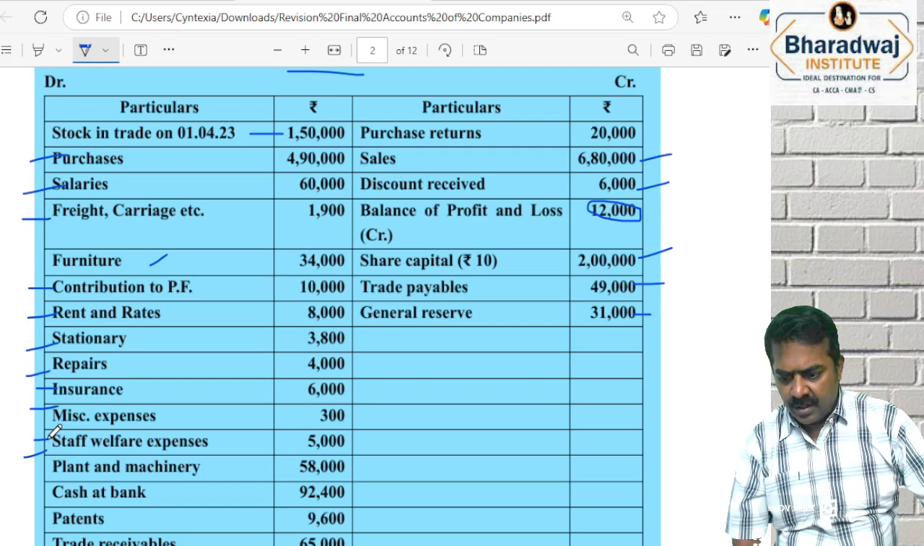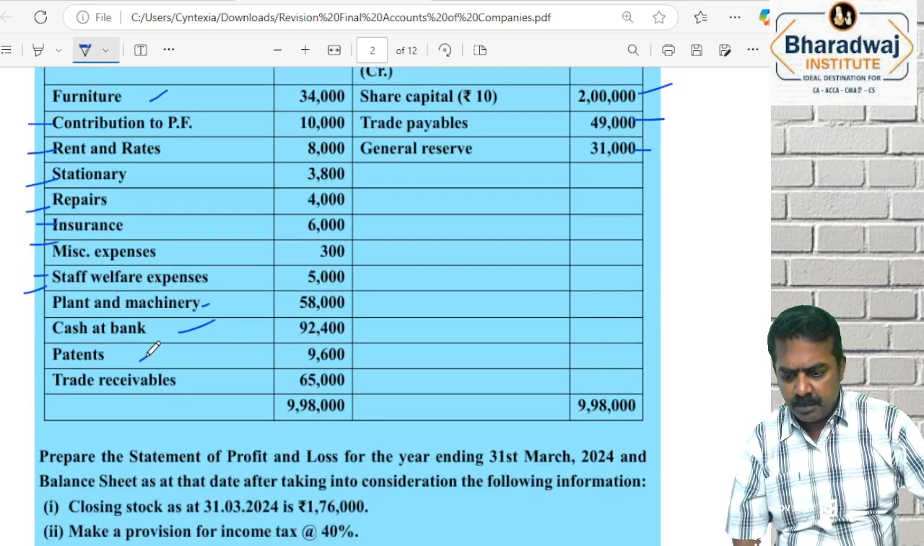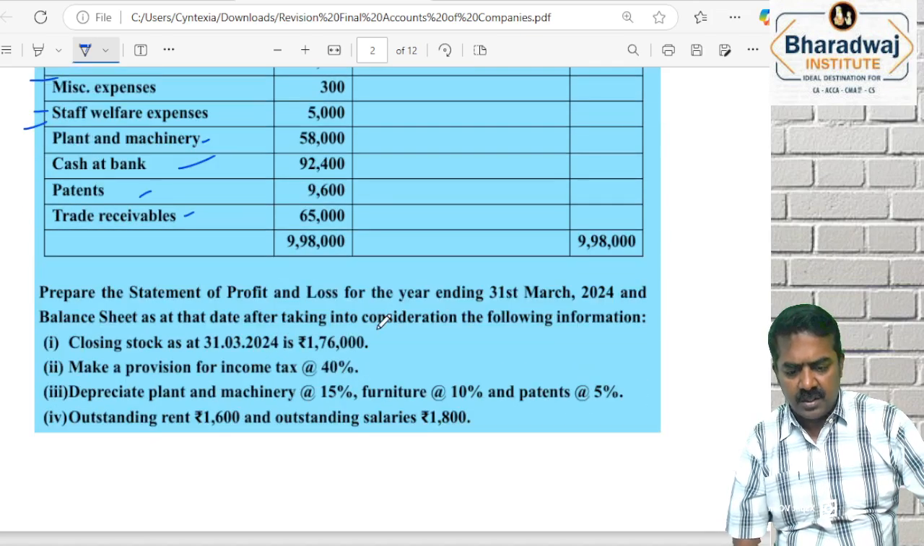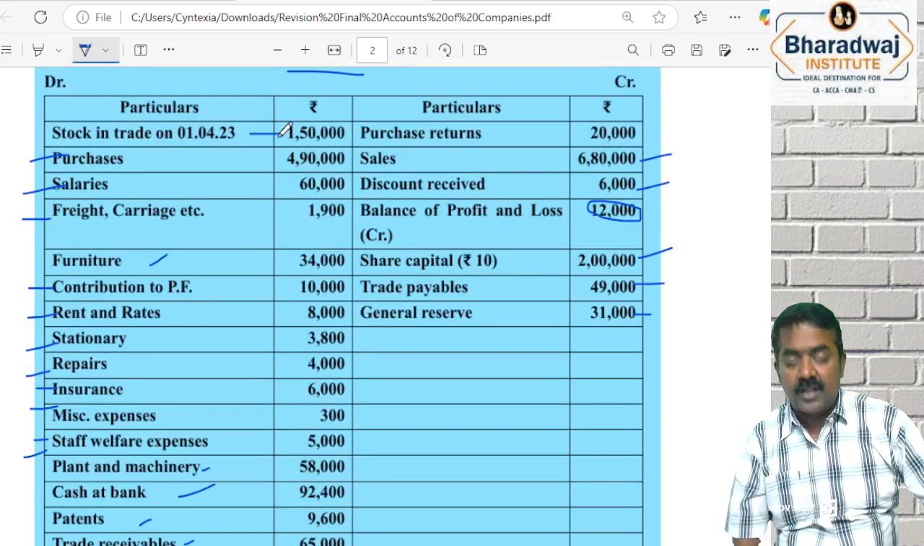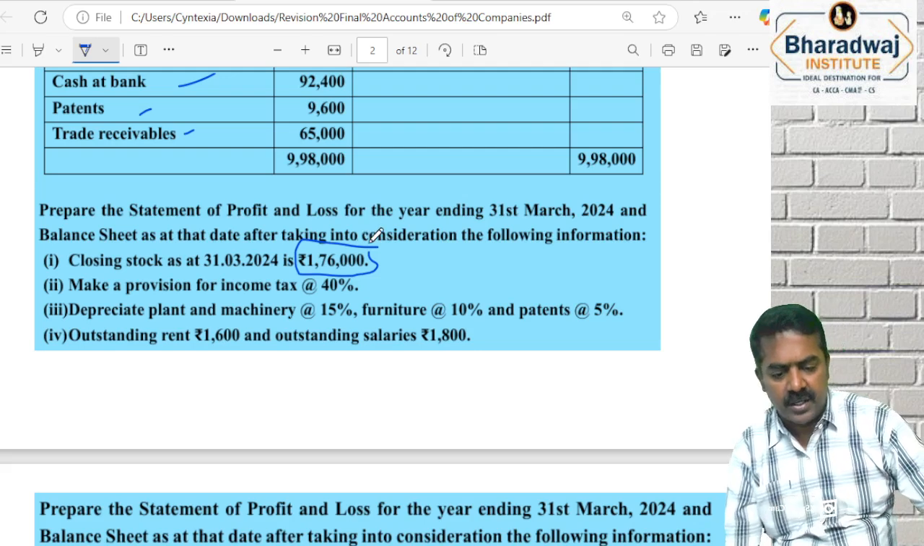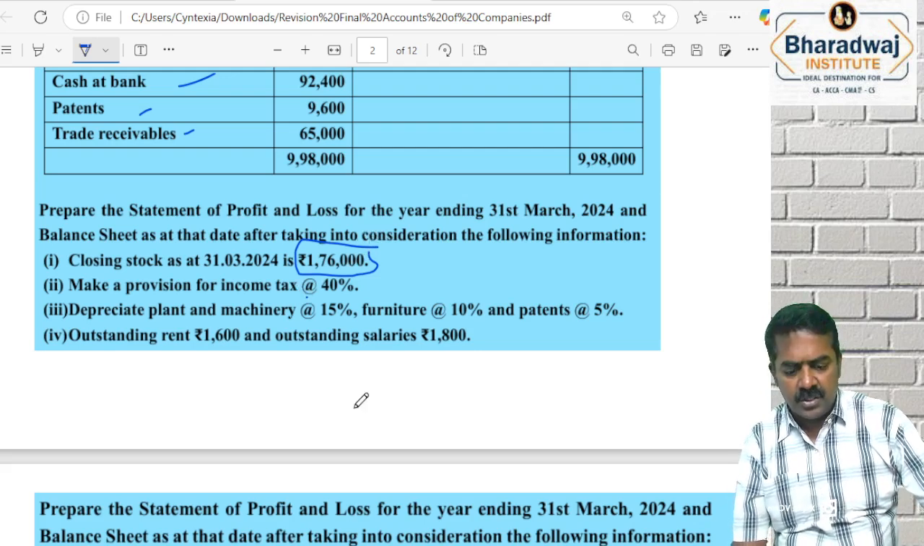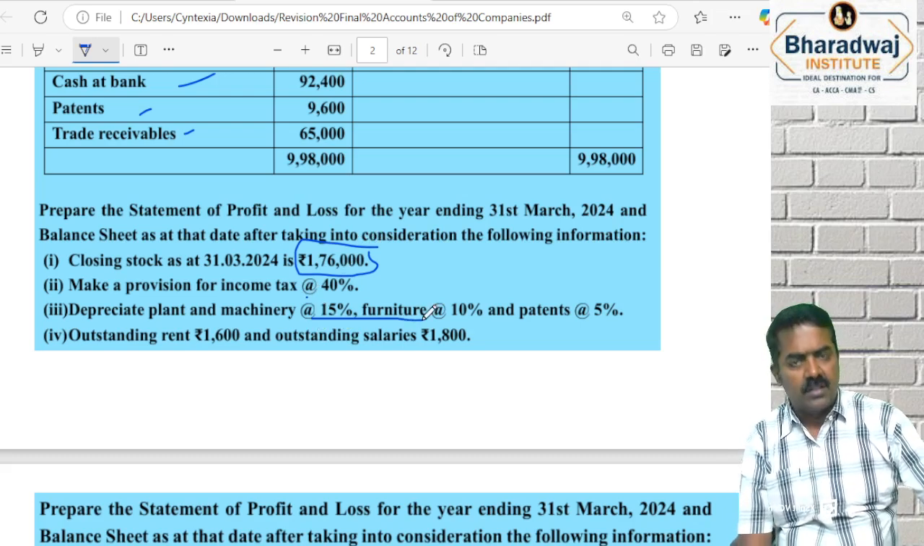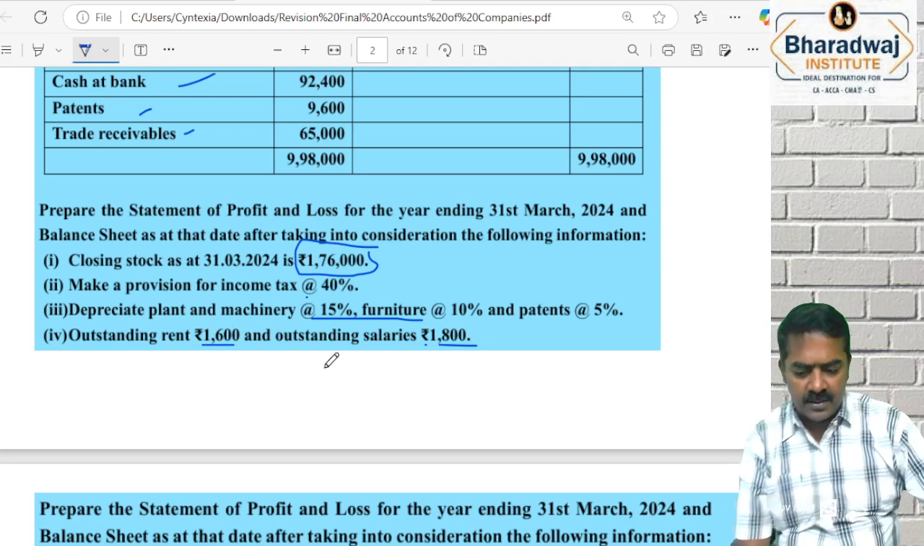Rent and rates, stationery, repairs, insurance, miscellaneous expenses, staff welfare expenses. All these things will come in what? P&L account. Balance sheet: plant and machinery, cash at bank. Patent is an intangible asset. Trade receivable, of course, current asset. Change in inventory, how much? From 1,50,000 to 1,76,000, minus 26,000. Provision for income tax will come in P&L account. Depreciation we will charge in P&L account. Add outstanding rent and outstanding salary to the respective expense.